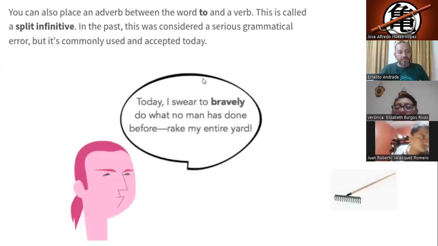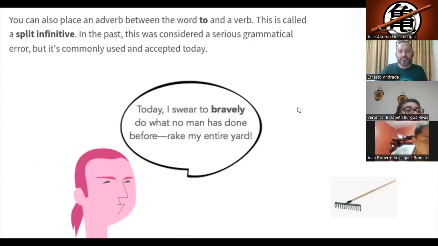Okay, very good. And let's check this part. It says you can also place an adverb between the word to and a verb. This is called a split infinitive. In the past, this was considered a serious grammatical error, but it's commonly used and accepted today. For example, today I swear to bravely do what no man has done before, rake my entire yard.